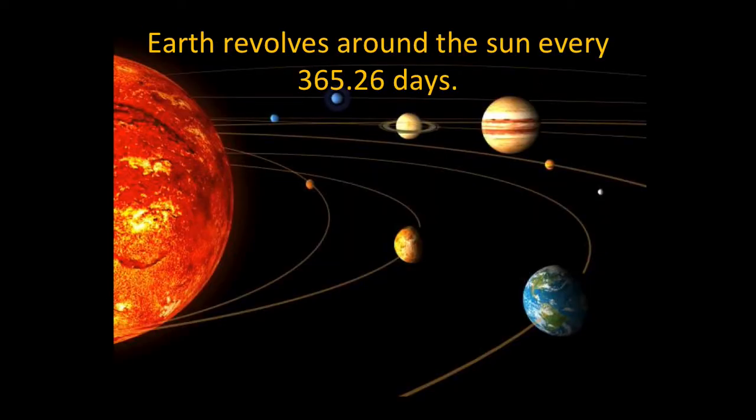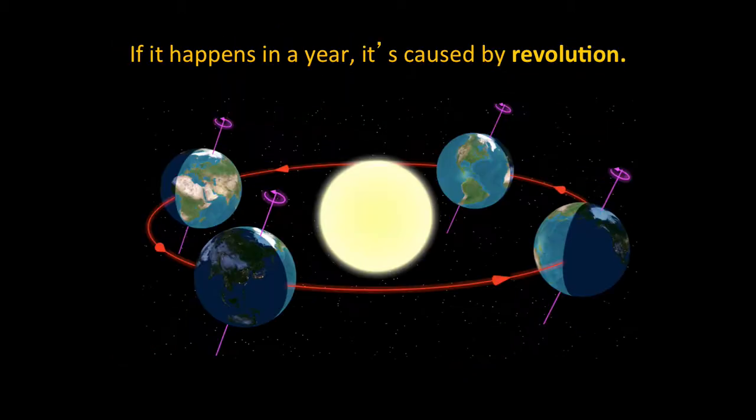Earth also revolves around the sun every 365.26 days. That extra 0.26 adds up to every 4 years we have a leap year, February 29th. So here's the general rule: if it happens in a year, it's caused by revolution.